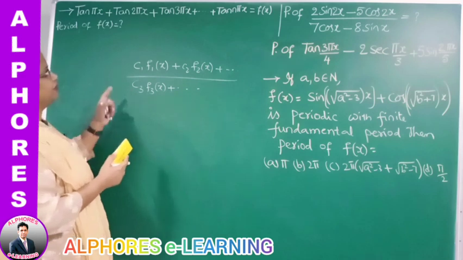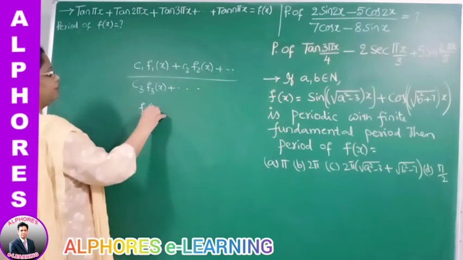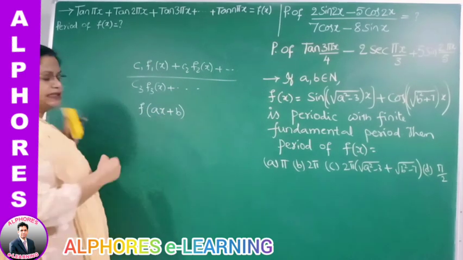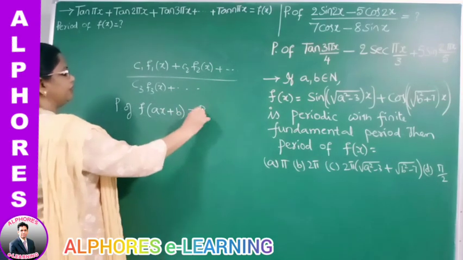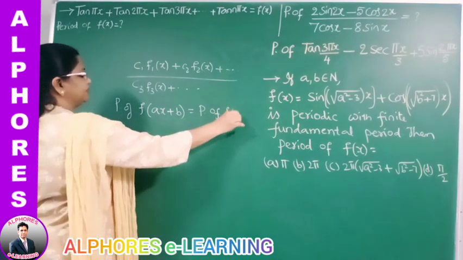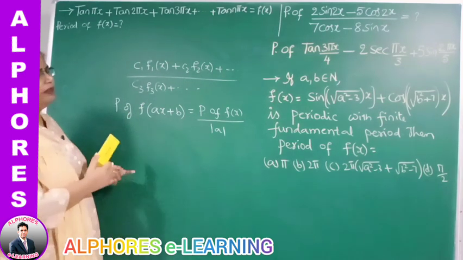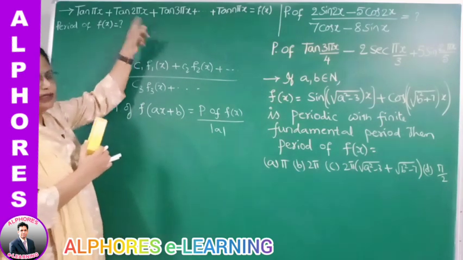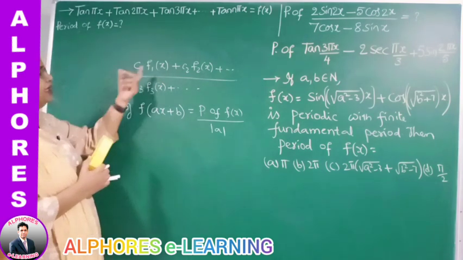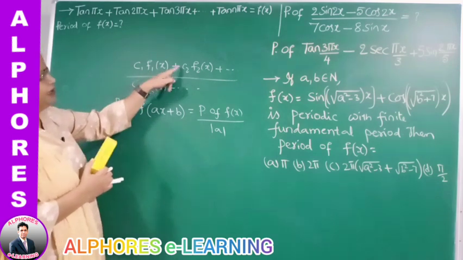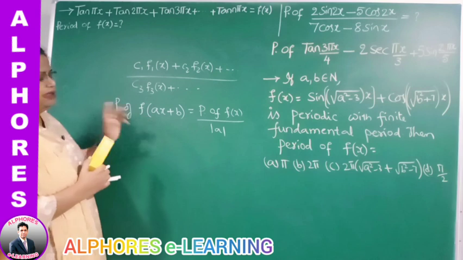The other concept is, for f of ax plus b, the period of f of ax plus b is the period of f of x divided by mod a. So based on these two formulae we are going to find the answer. Understand? One is that all the functions are expressed as a linear combination, with a plus symbol or a minus symbol, and the other one is this formula.